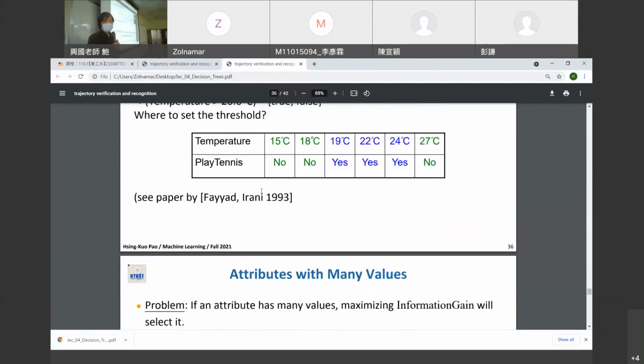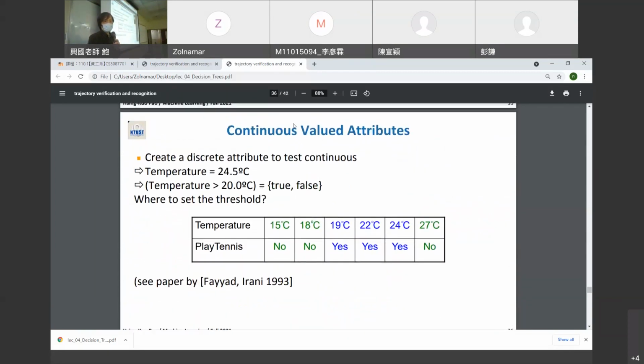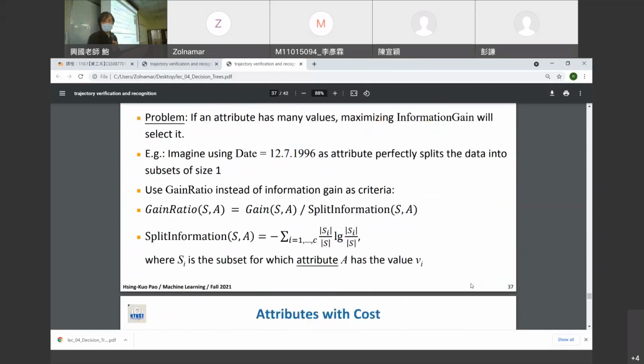And maybe we can also deal with this one. Think about that. If we only try binary, we cannot. But if we try this one with multiple branches, then this one will maybe be less likely to be chosen.